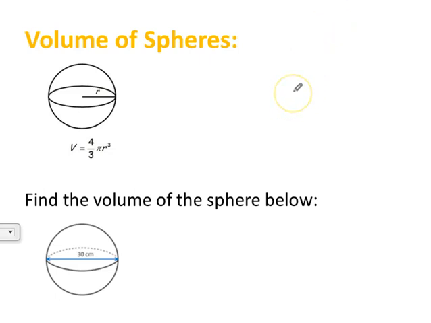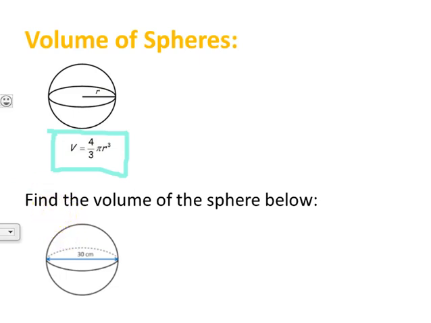Spheres, that's the last thing we're going to learn about today, is the volume of spheres. And here is our formula. Volume equals 4/3 times pi r cubed. Let's use this formula.